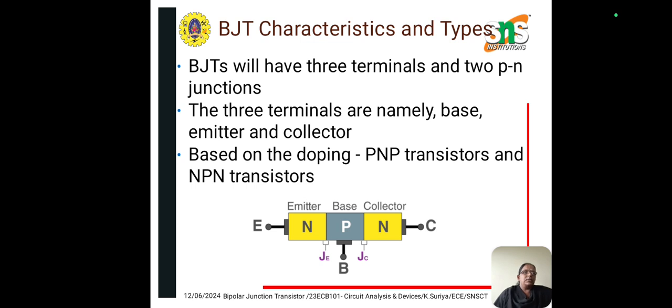So this is the symbol of bipolar junction transistor. You will be having emitter, base and collector, and you will be having two junctions, emitter junction and the collector junction, which are represented here as JE and JC. Based on the doping, you have two types of transistors, NPN transistors and PNP transistors.